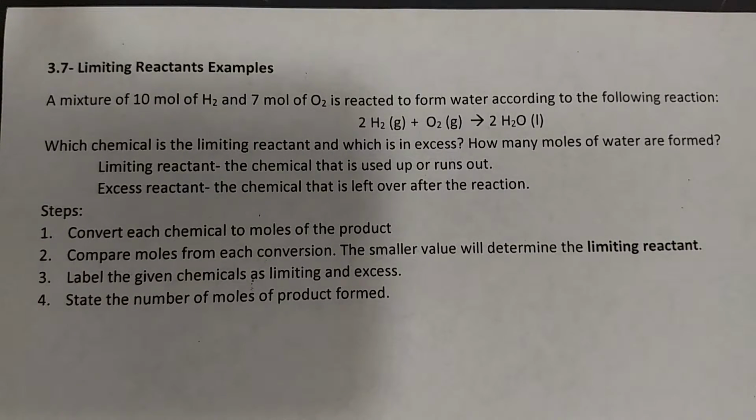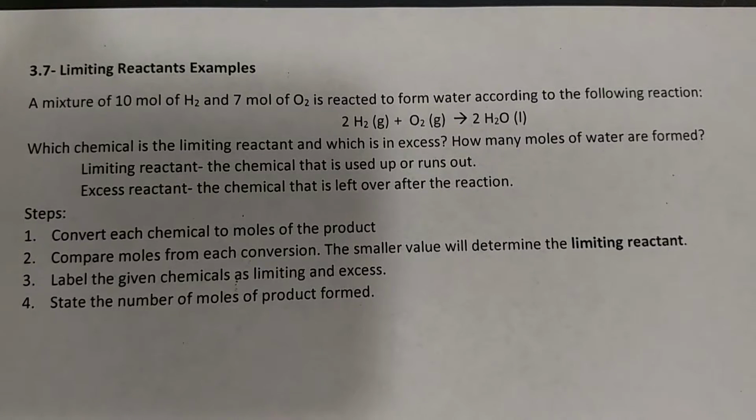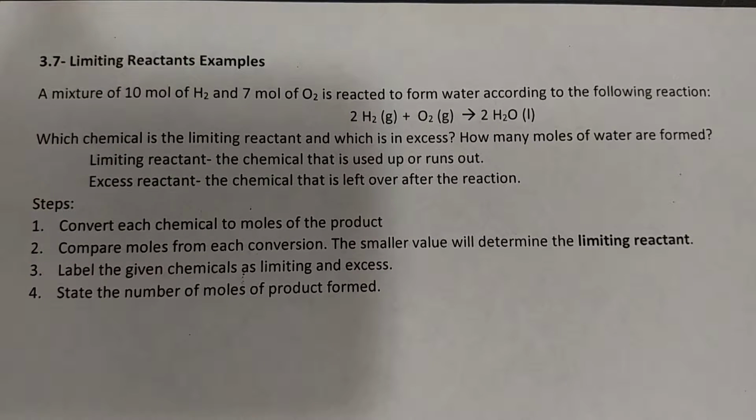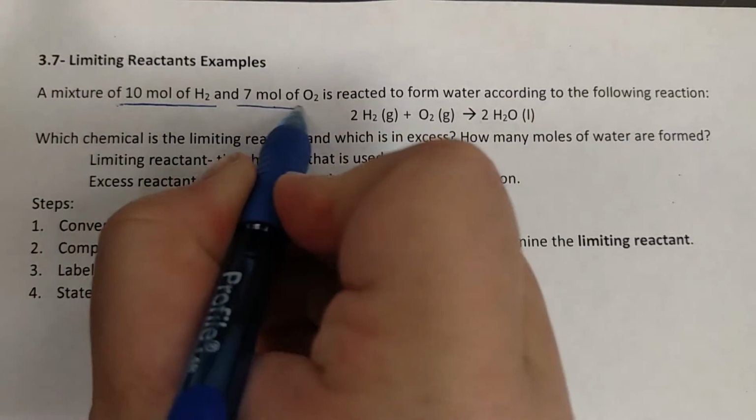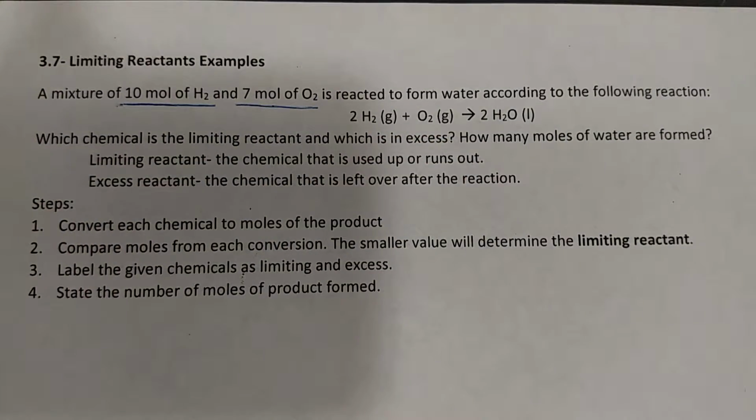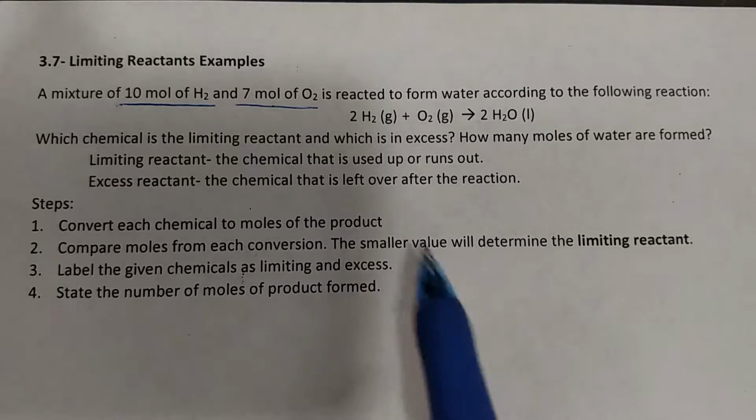Alright, so I'm going to walk you guys through the examples for limiting reactant problems. So you have this paper from class and you can just follow along with how we solve it. So the question says a mixture of 10 moles of hydrogen and 7 moles of oxygen is reacted to form water according to the following reaction.